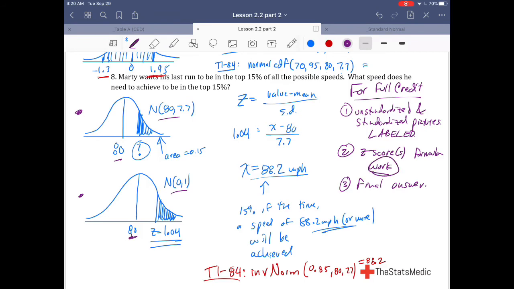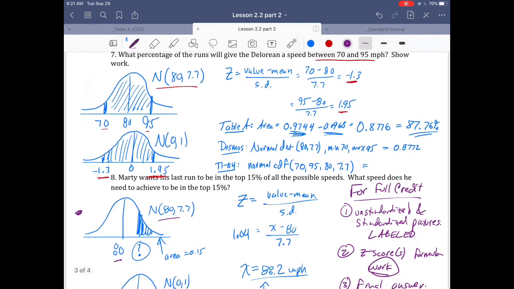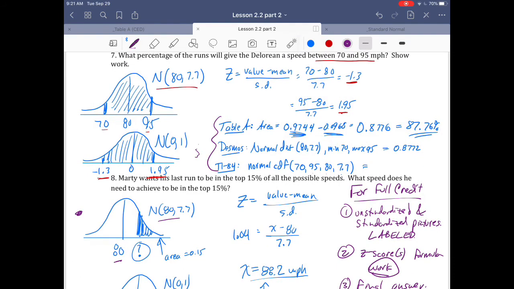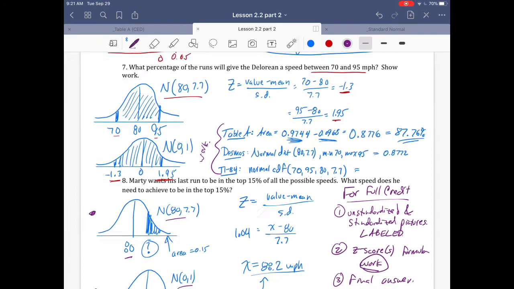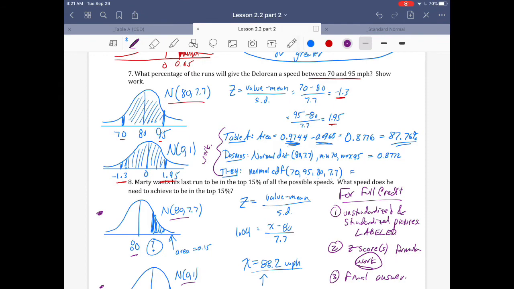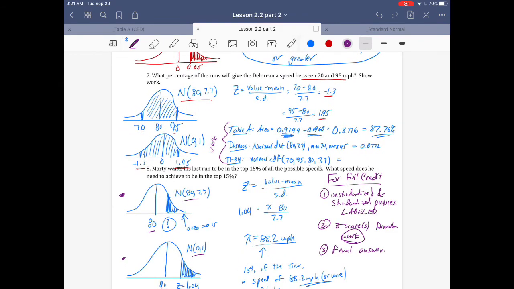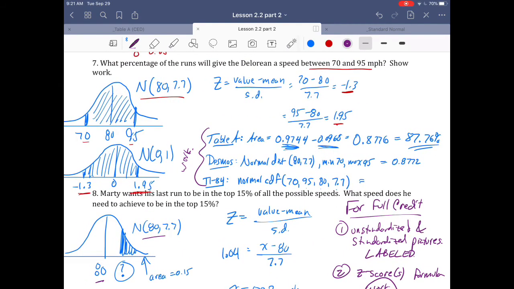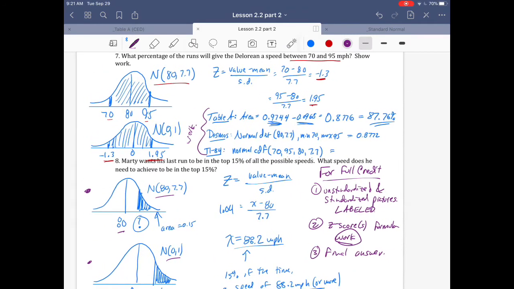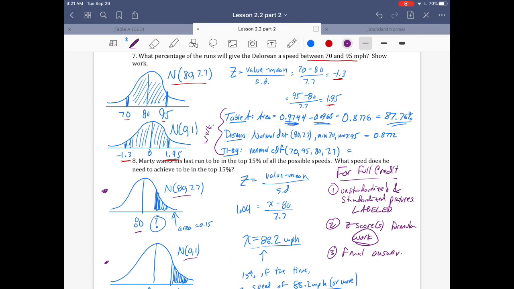Now, work is going to be any one of these things. This is called your work. Depending upon your technique, your work can be Table A, your work can be Desmos, or your work can be TI-84, but you do need to be sure to write down which command it is that you're doing and which method, because you are going to get slightly different numbers, of course.